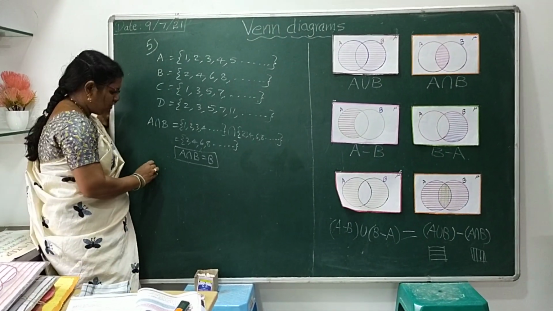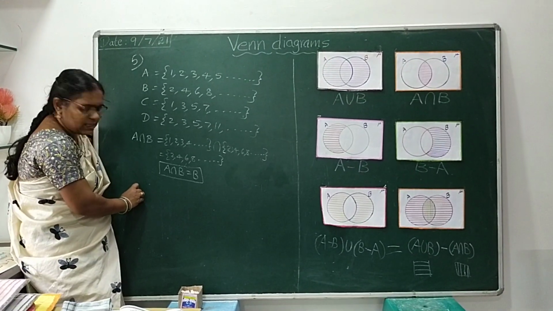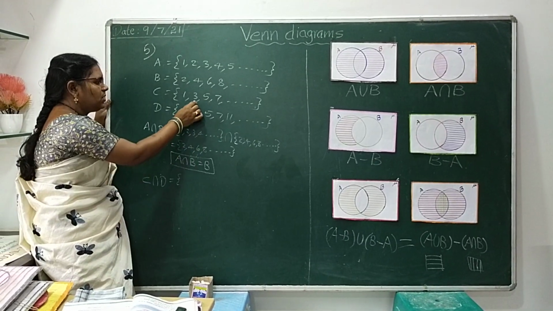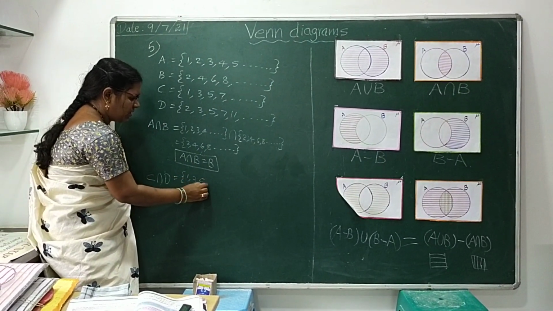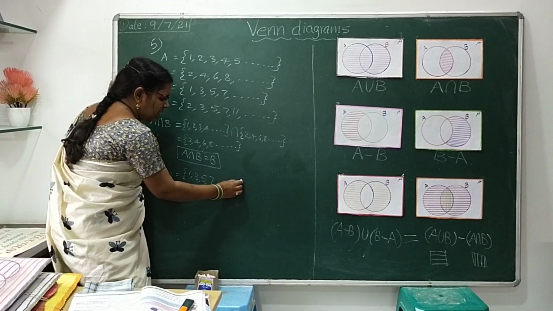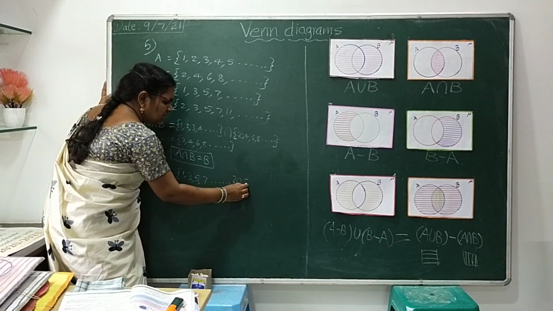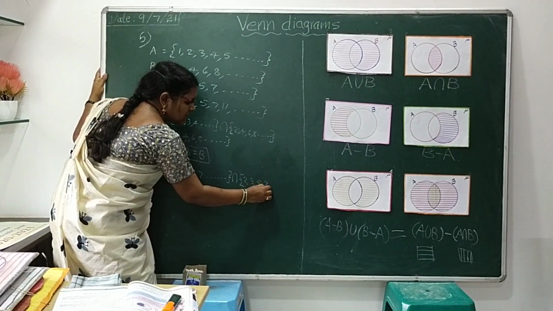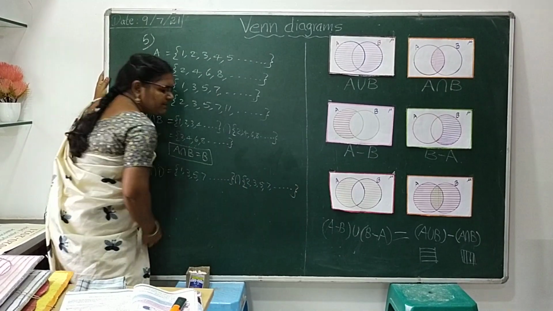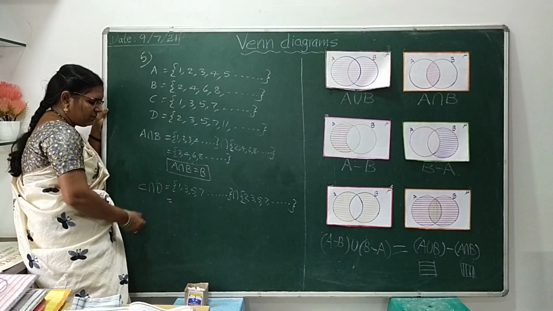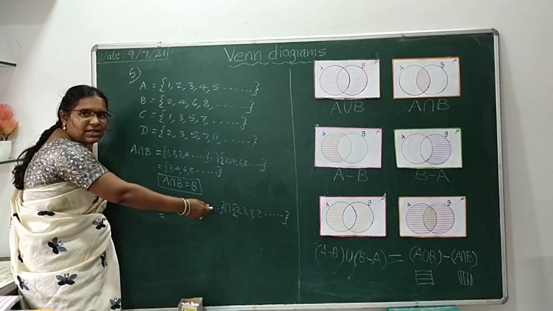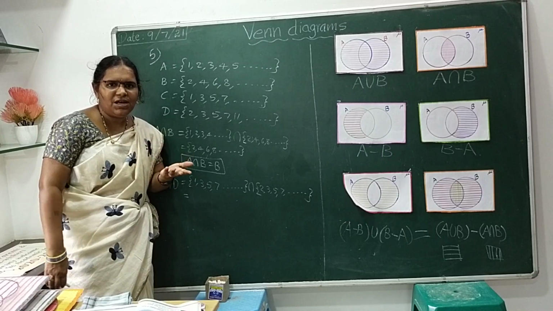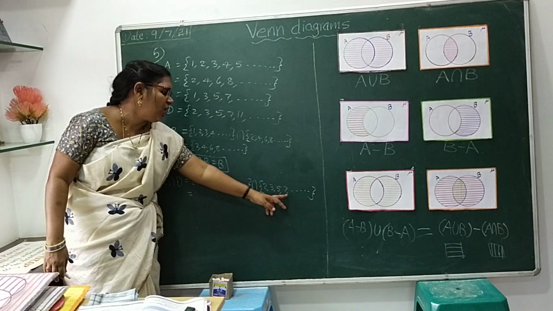One more I will show you. For example, C intersection D is there. C means what? 1, 3, 5, 7. What are they? Odd natural numbers. Intersection D means what? Prime numbers: 2, 3, 5, 7, 11 and so on. And the intersection: odd numbers intersection prime numbers. We know all prime numbers are odd except 2. 2 is the only even prime, remaining all are odd.